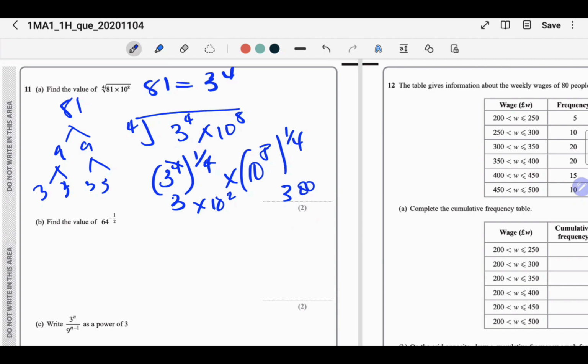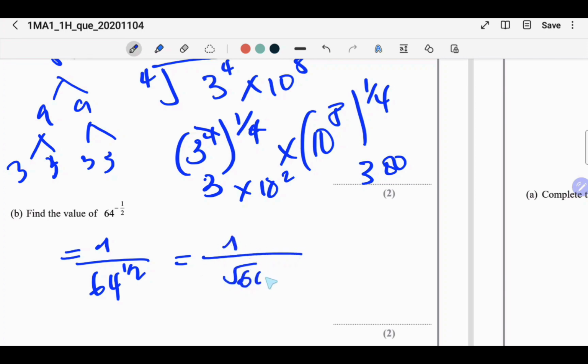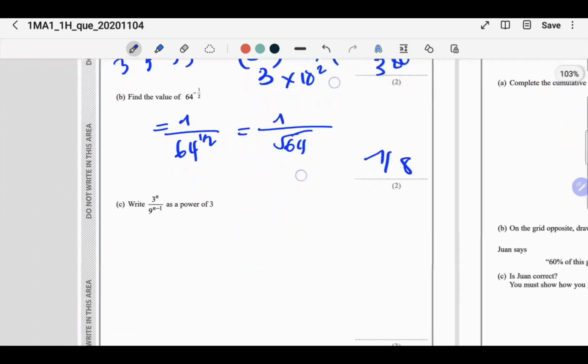Question B, find the value of 64 to the power negative a half. Okay, negative half means, well, the negative there means it's a fraction. We need to write this reciprocal, which would be 1 over 64 to the power half. Okay, it has to go to the bottom. And in that case, we know that when we have a half, it simply means square root, so square root of 64. And our answer is 1/8.